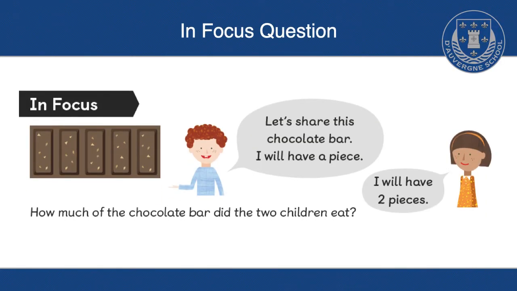In focus question. So you've got two characters, you've got Elliot and Amira, and it says how much of the chocolate bar did the two children eat? So Elliot says, let's share this chocolate bar. I will have a piece. And Amira says, I will have two pieces. So I wonder how much of the chocolate bar they eat together.